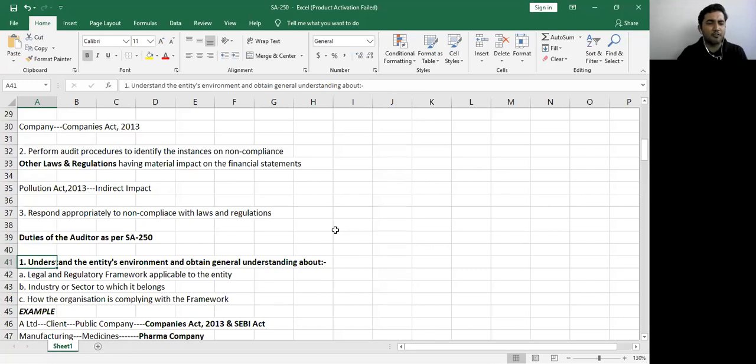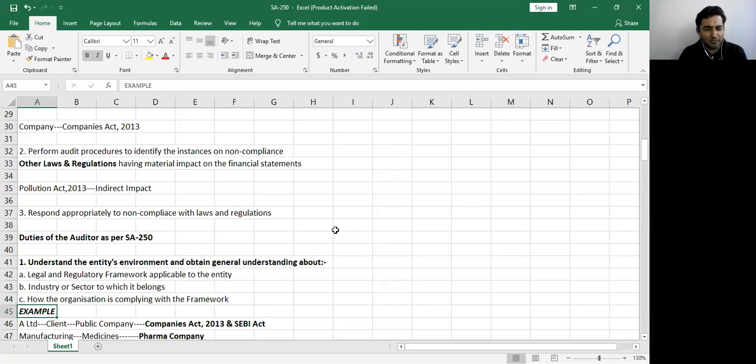The first duty of the auditor is to understand the entity's environment and to obtain a general understanding about three things: legal and regulatory framework which is applicable to the entity, which industry or sector it belongs to, and how the organization is complying with the framework. Right? So three important points.